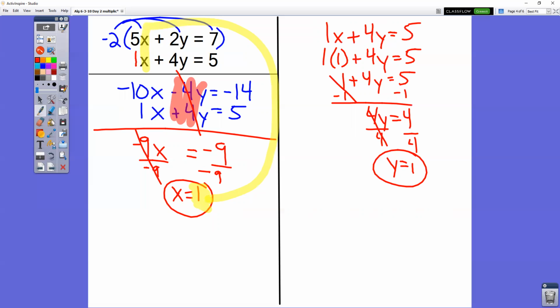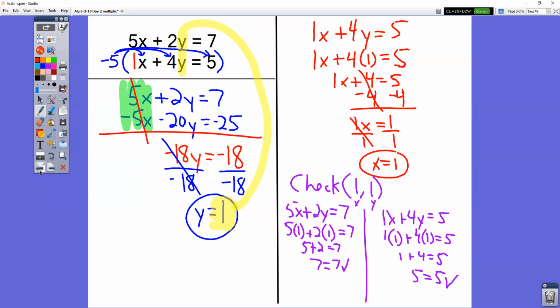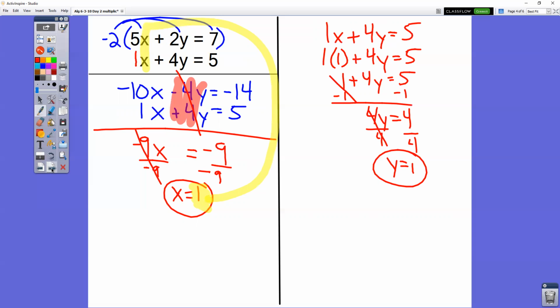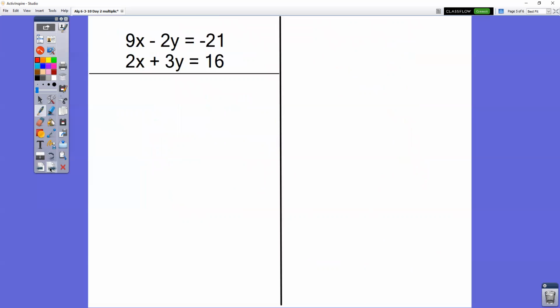Notice that I got x equals 1 and y equals 1. That is the same answer that I got here of x equals 1 and y equals 1. So it's the same problem solved two different ways. I made opposites with my x's in this first example. I made opposites with my y's in my second example. So again, you have your choice in how you want to solve these.